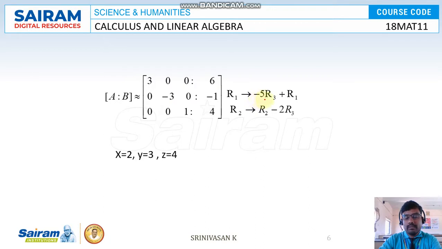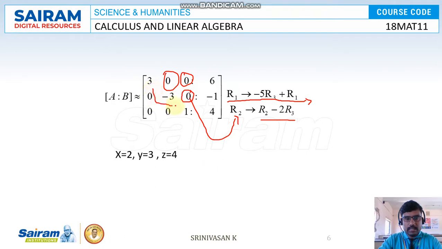So minus 5 into R3 plus R1. In this R1, I'm doing minus 5 into R3 plus R1. So I get 0. And clearly here 0 I get, here 0 I get. And next we have to make here 0 by using this one. So R2 minus 2R3 0.